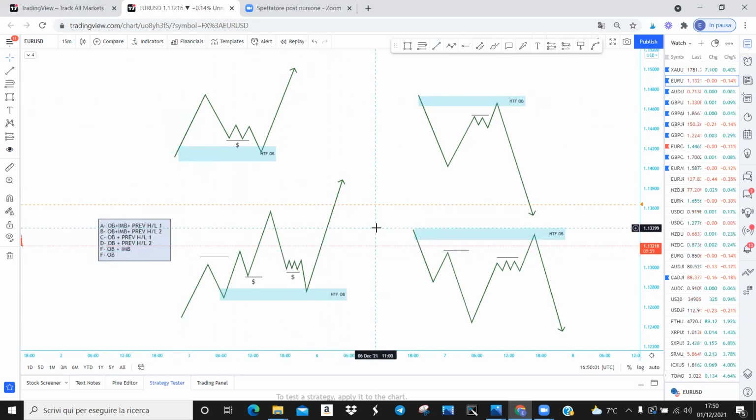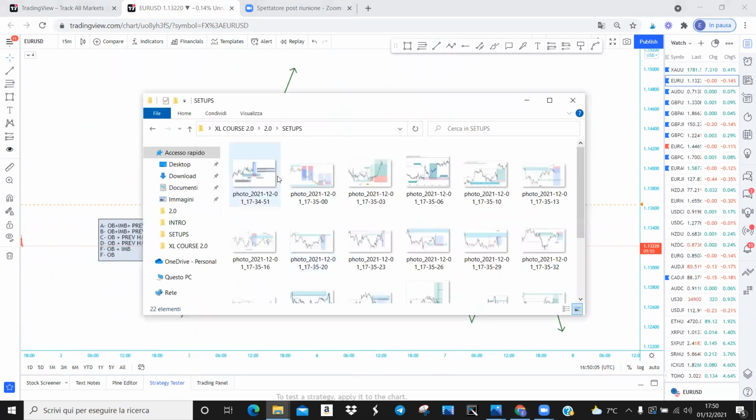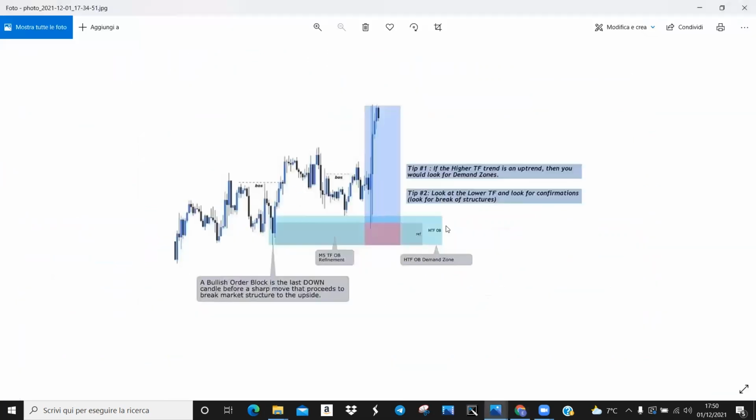Now let's see some real examples that I prepared. So these are real trades that I posted on my Instagram, and also these are real trades that we took. Actually, this one no, but all the other yes.